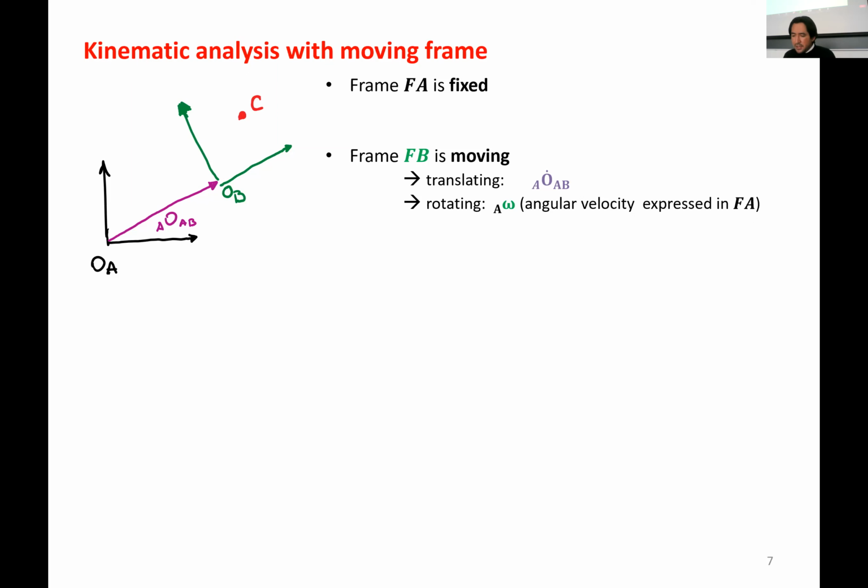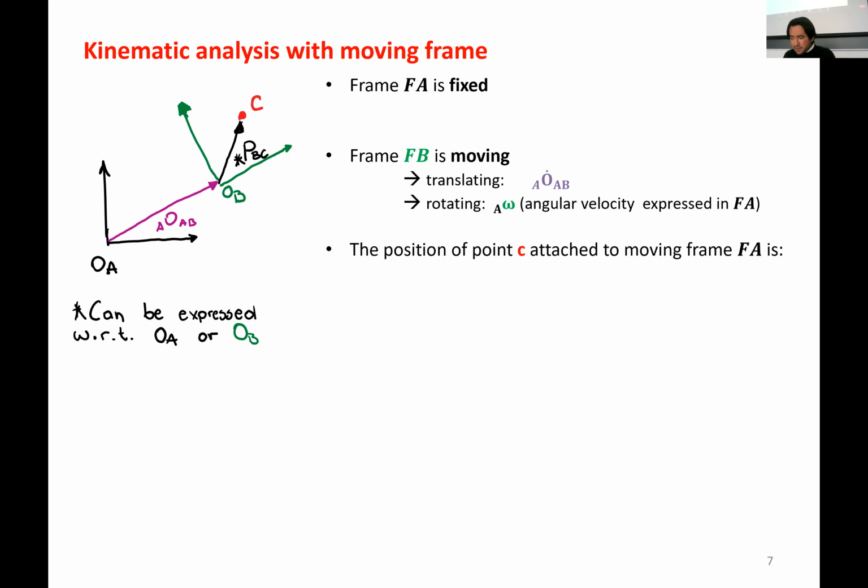yet not assigned to any frame. And this point C is represented by this vector, which is BC. Now I'm putting a star there. This is a star because this vector can be represented as seen from frame A or frame B, but it's the same vector.